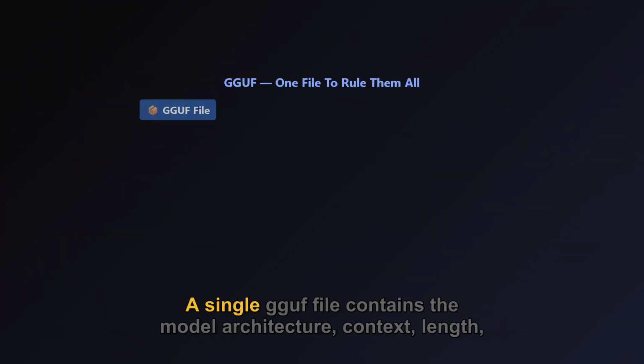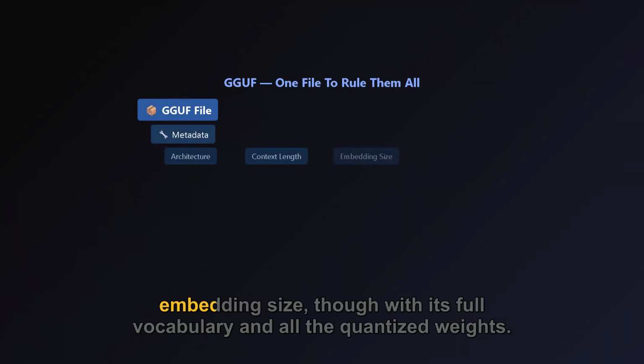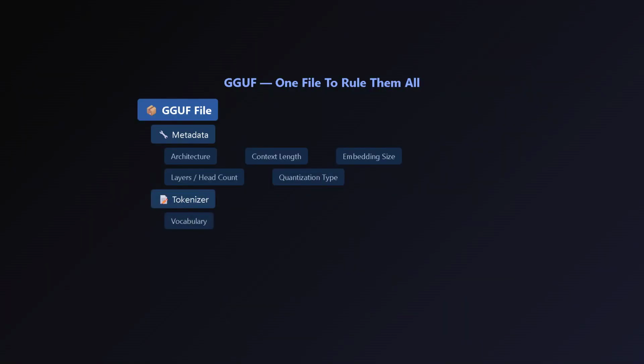A single GGUF file contains the model architecture, context length, embedding size, the full vocabulary, and all the quantized weights. One file. No scattered files.